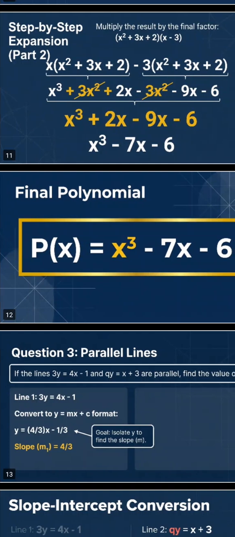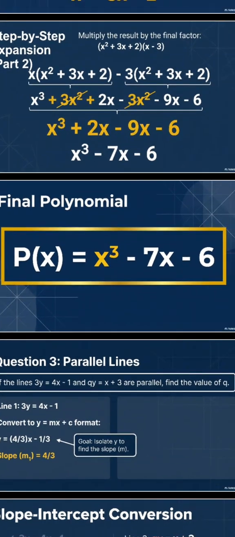And finally, we have x cubed minus 7x minus 6. That is for number 2. Then number 3, the final answer, that is p of x.